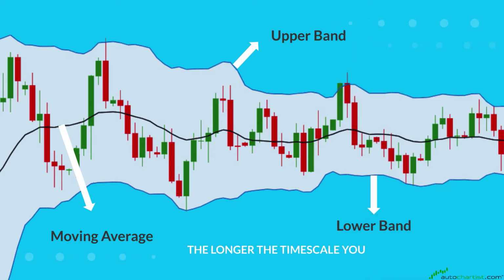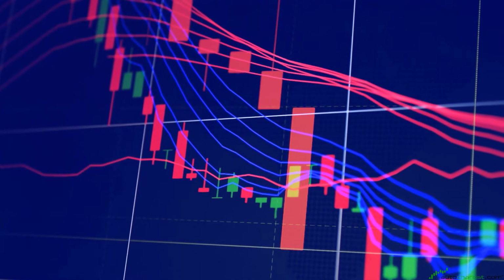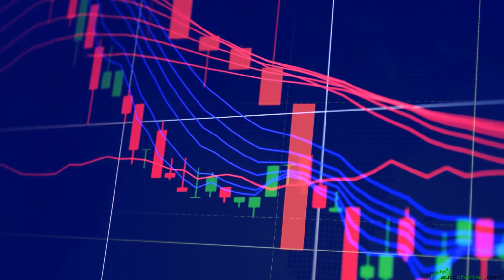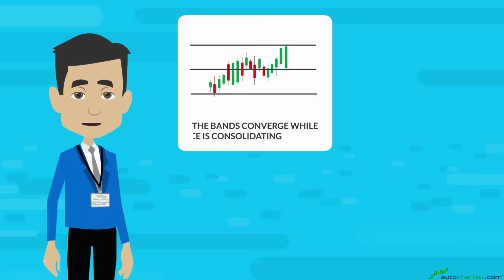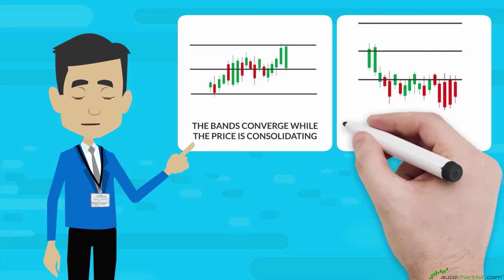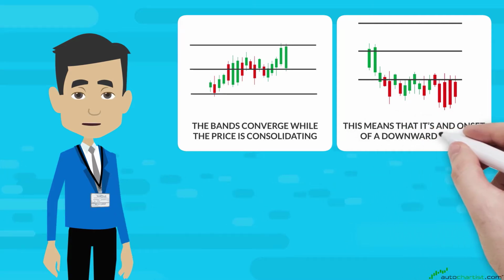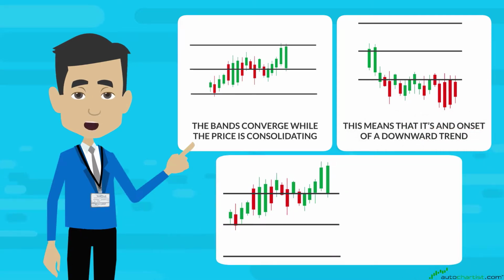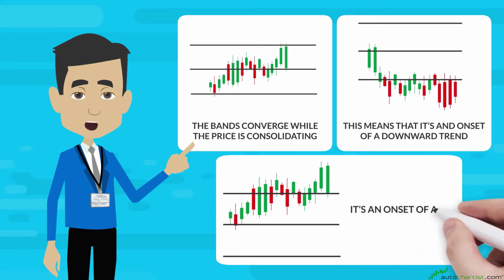The longer the time scale you use, the stronger the bands will be. The Bollinger squeeze is a sign that the price is maybe about to break out. The bands converge while the price is consolidating. If the price begins to break out beneath the lower band, this means that it's an onset of a downward trend. And if the price begins to break out above the higher band, then it's an onset of an upward trend.